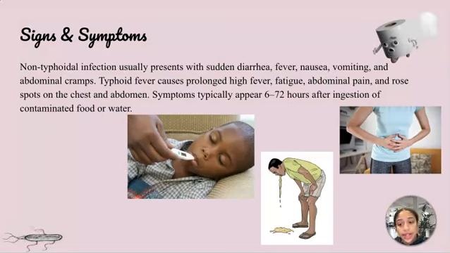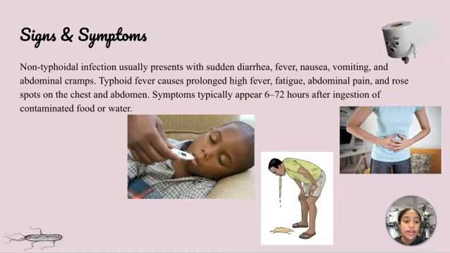Signs and symptoms. Common symptoms include diarrhea, abdominal cramps, fever, nausea, and vomiting. Typhoid fever causes prolonged high fever, fatigue, and sometimes rose-colored spots on the chest, which are very rare. They're not seen in many cases, and when they are, you should call yourself lucky to have them because it's easier to detect that you do have salmonella. And severe cases can lead to intestinal complications.